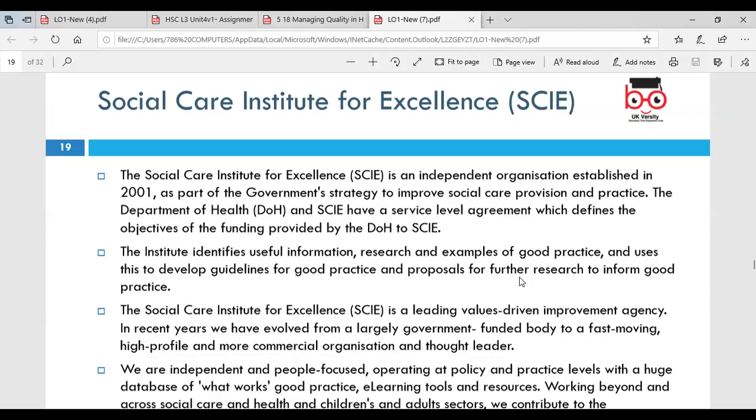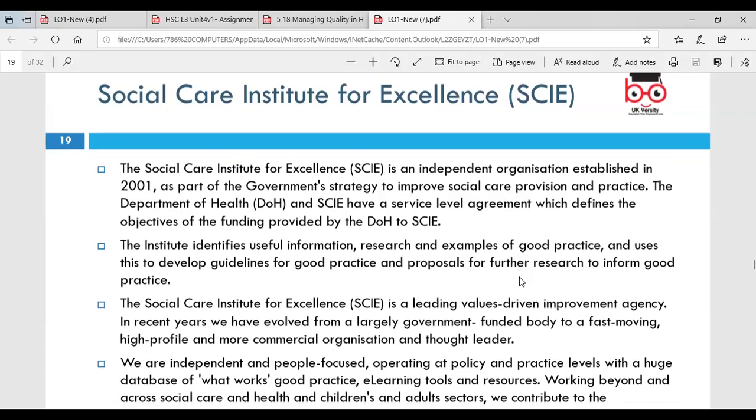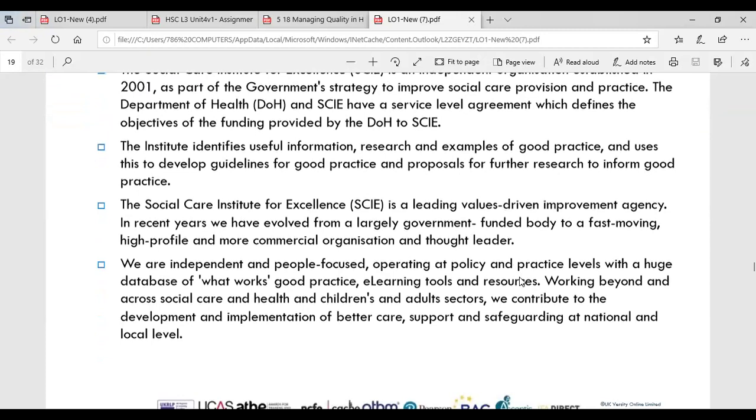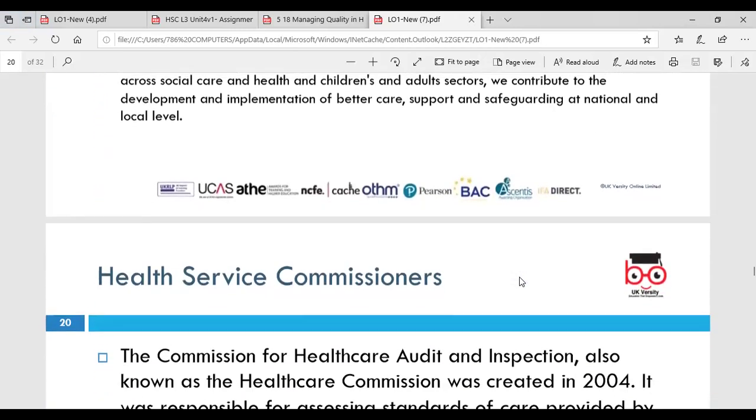So this institute leads as a values-driven improvement agency. And recently, it has evolved from a largely government-funded body to a fast-moving, high-profile, more commercial organization. And it says, obviously, it's people focused. That is why it's working so well, and it shares what has worked. So it shares good practices in all the sectors involved.